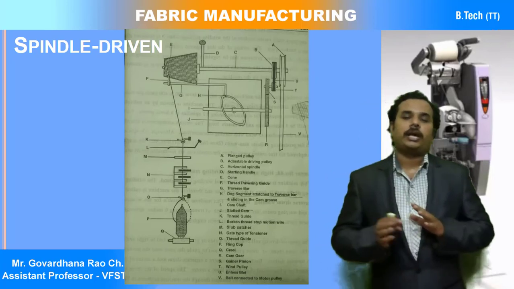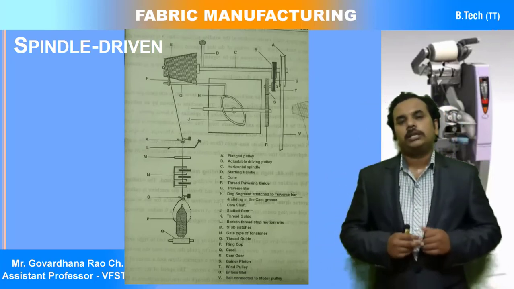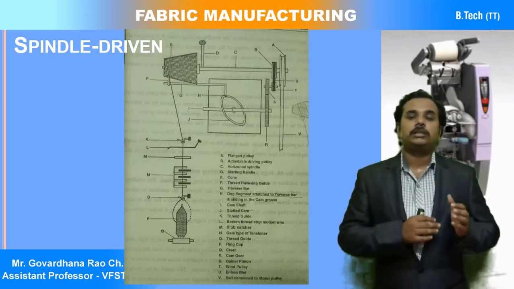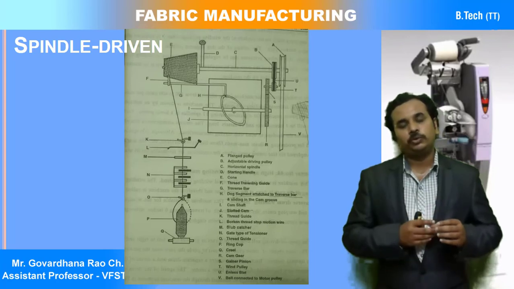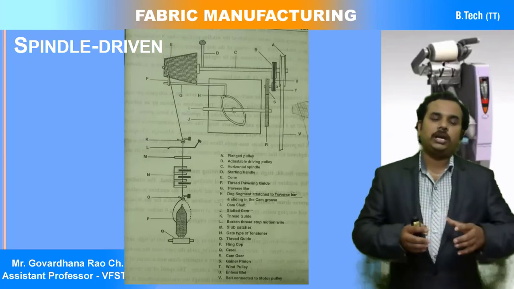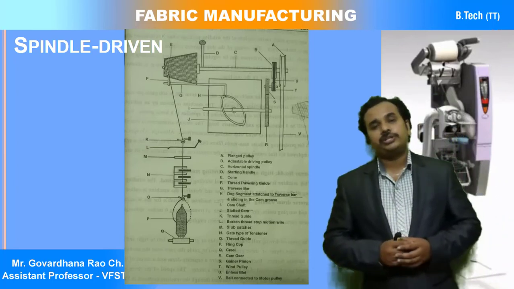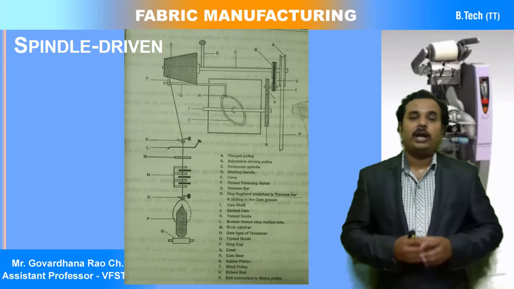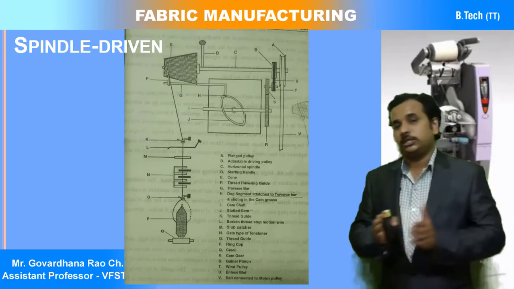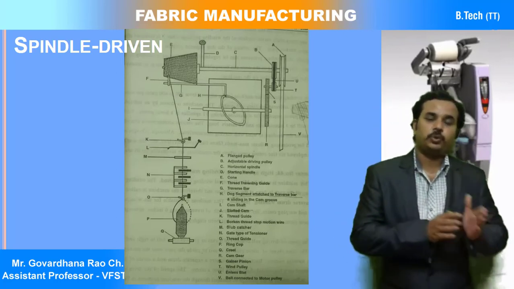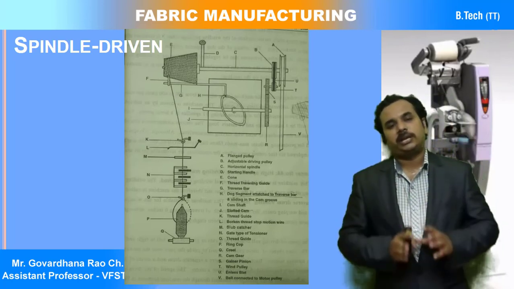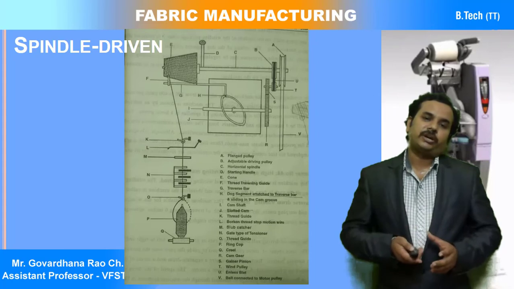One more thing: in the drum winding machine the yarn is traversed because there is a drum. In the drum we have a groove, so the yarn follows the path of the groove. Here in the spindle driven or precision winding machines, we have a separate traverser mechanism to traverse the yarn from one side to the other, left to right and right to left. So there is a separate traversing mechanism present in precision winding machines.